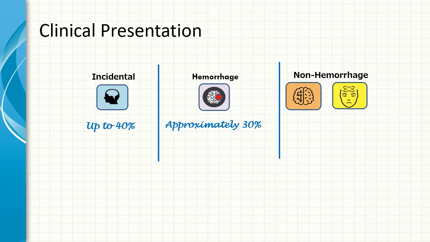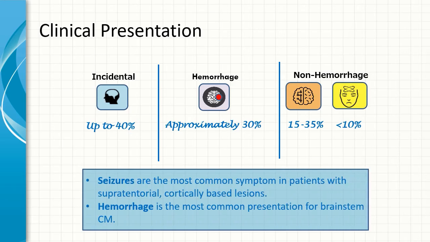Non-hemorrhagic deficits from cavernous malformation are felt to be due to either microhemorrhages, local compression, or irritation of the brain. Seizures occur in about a third of patients, more commonly if they have a supratentorial, cortically based lesion. Focal neurologic deficit without hemorrhage is very uncommon, but can be seen in patients probably due to microhemorrhage. Seizures are the most common symptom in patients with supratentorial, cortically based lesions. Hemorrhage, however, is the most common presentation for brainstem cavernous malformations.